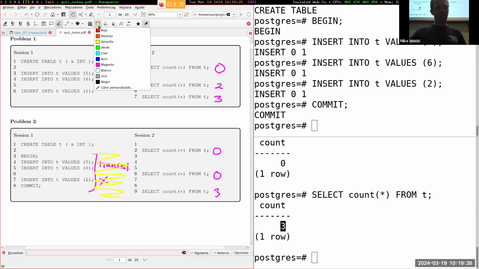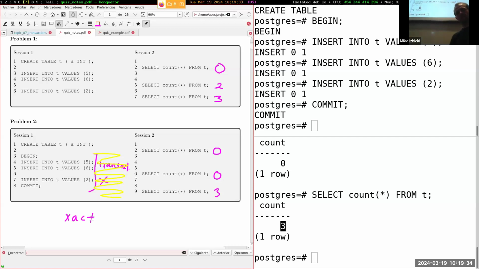Sometimes, instead of just X, you'll also see Xact, maybe. So Xact equals X equals transaction. Good question. Any other questions about problem 2? Hopefully mostly intuitive so far.